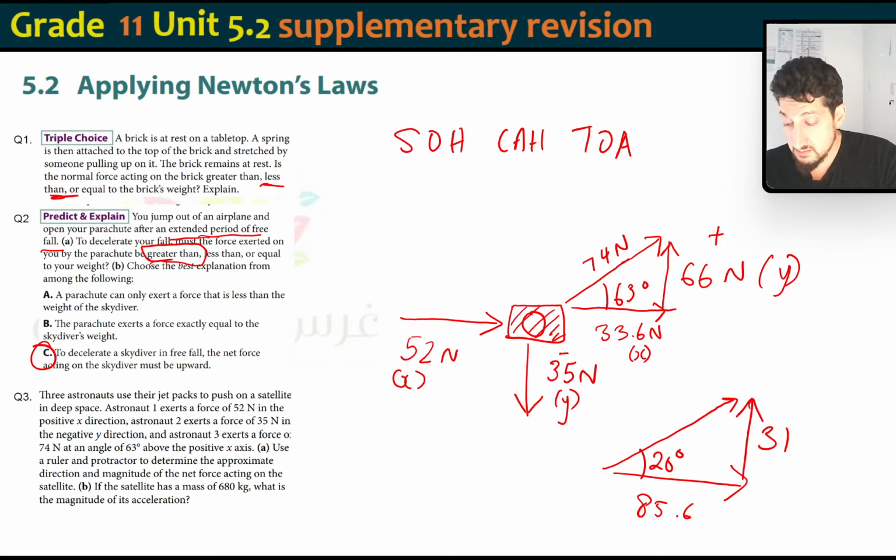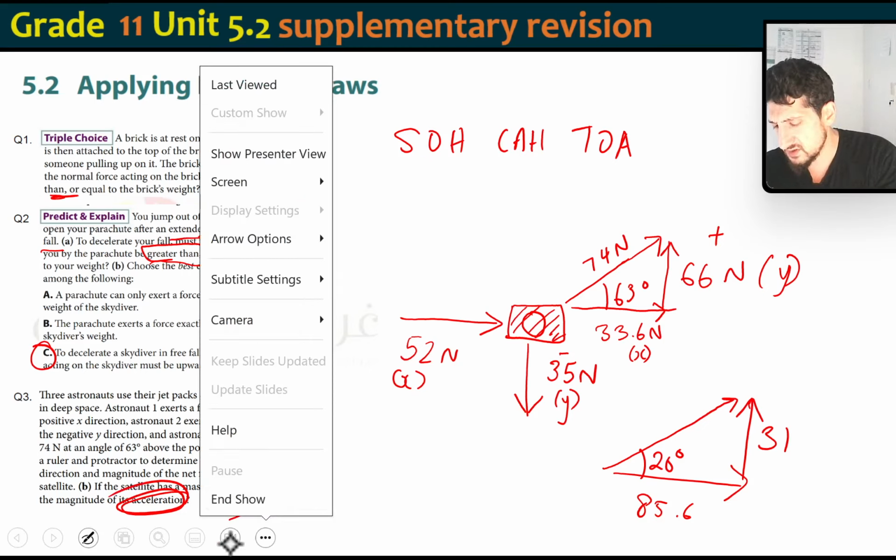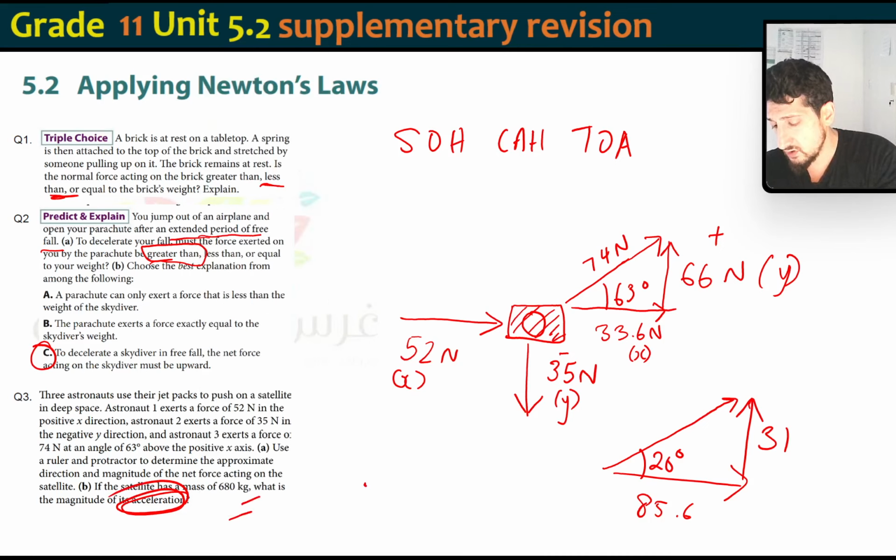So we know the direction is at 20 degrees, but that's not what they're asking for. They're asking for the acceleration. How do we work out the acceleration? The rules haven't changed. Force equals mass times acceleration. So first we have to work out the overall net force using the x and y components. And then once we work out the force, we divide it by the mass and we get the acceleration. So we have 31 and 85.6.